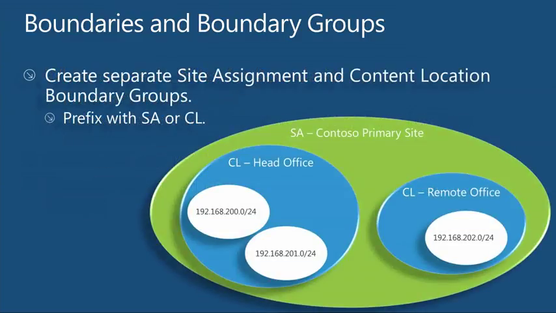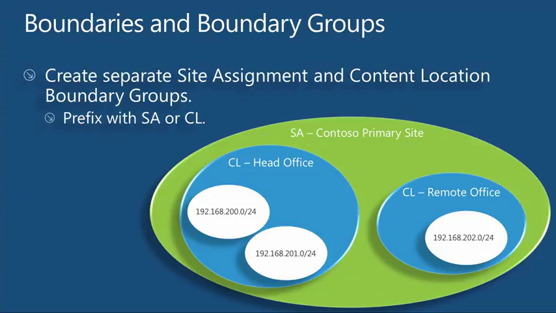Now this one you can take or leave. I like to just look in the console and know that, okay, that boundary group is for my site assignment. So you've got two options when you create a boundary group that you can configure inside the boundary group. One is site assignment, which says that all machines on the site are going to connect to primary site 1 or P01 or whatever you've called it. Then the second is content location, and that's where you assign a distribution point for that boundary group.